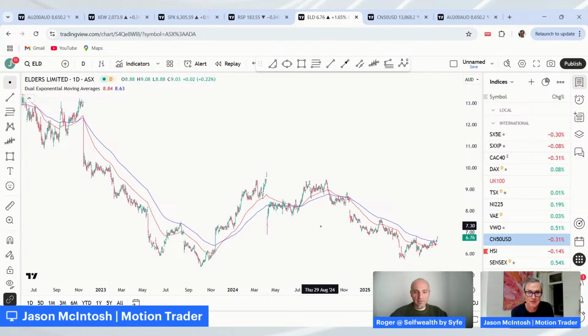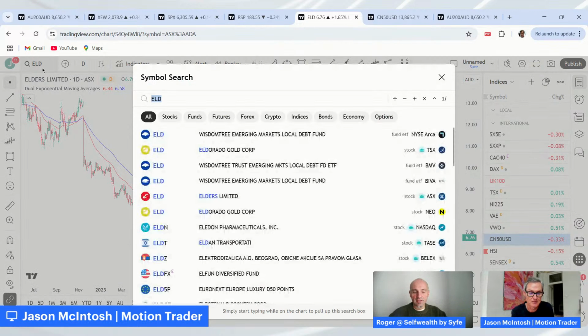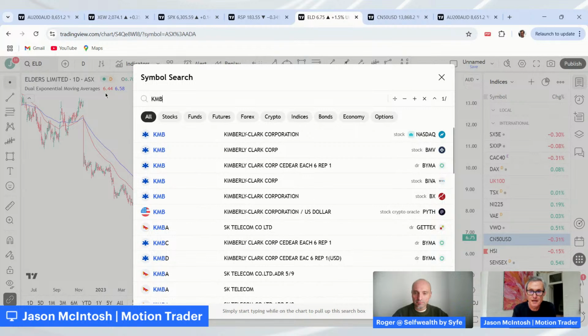Okay. JG, we had a look at LTR and CHN at the start of the period where we do our tickers, at about the midway mark. So scroll back to there if you have to look at those two. But let's have a look at KMB for you.